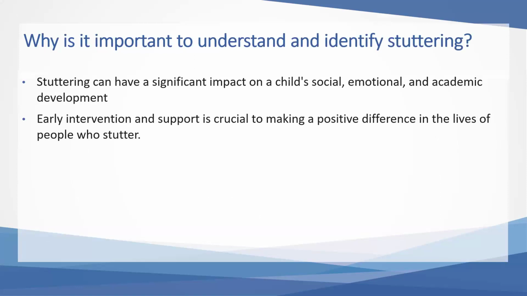So why is it important to understand and identify stuttering at an early age? Well, because stuttering can have a significant impact on a child's social, emotional, and academic development. Early intervention and support is crucial to making a positive difference in the lives of people who stutter.